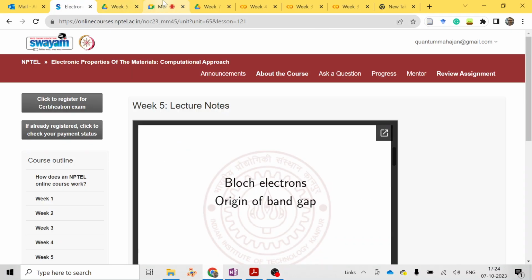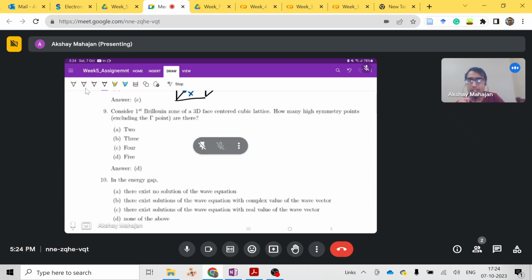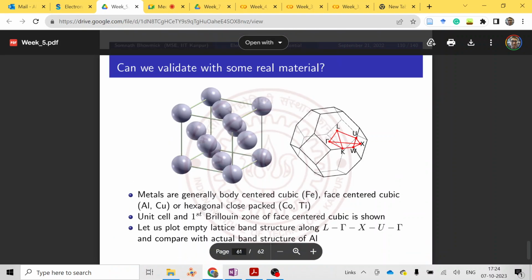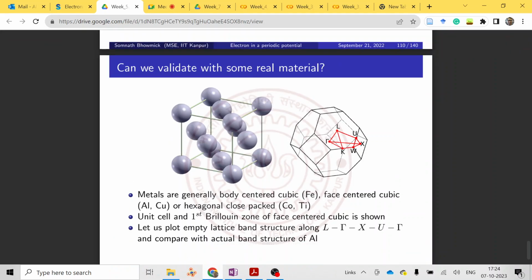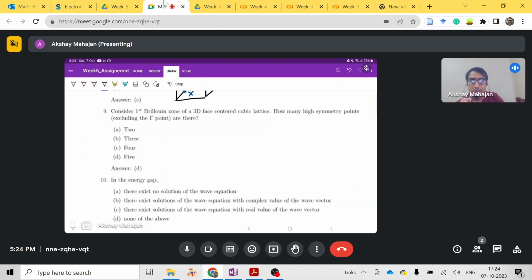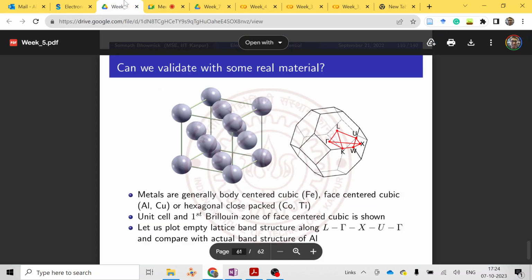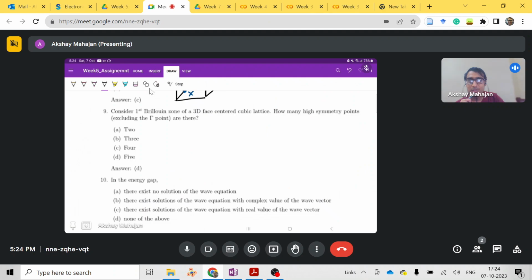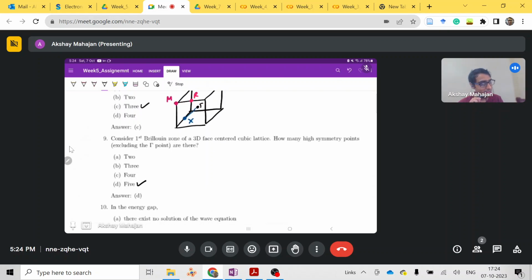For the face centered cubic lattice, I will just show you the lecture notes. In the lecture notes you can see that these will be your high symmetry points. Other than gamma, there will be 1, 2, 3, 4, 5 of them: L, U, X, W, K. That I couldn't draw, so for face centered cubic you have to remember. Sorry about that, I couldn't draw it here.